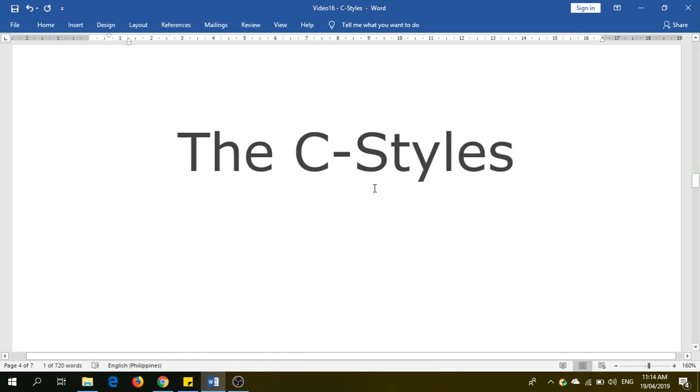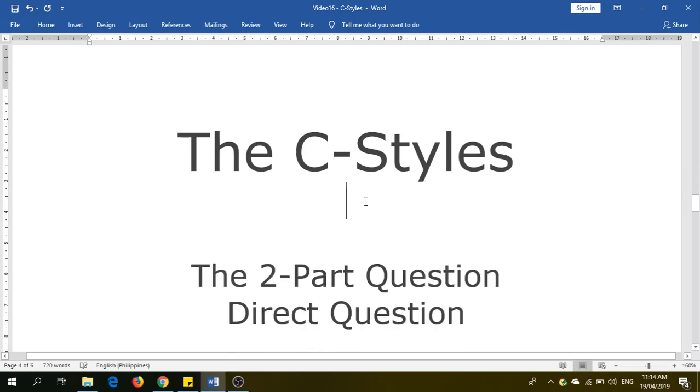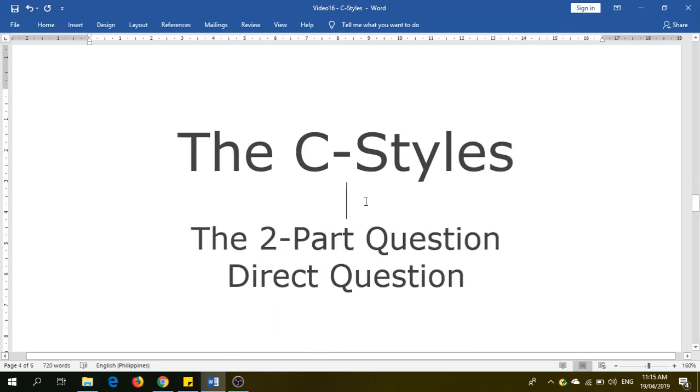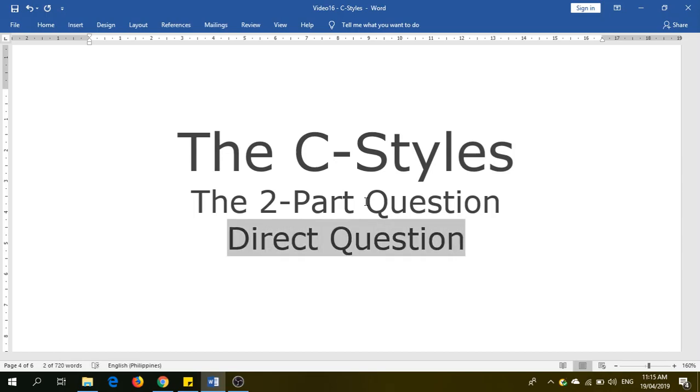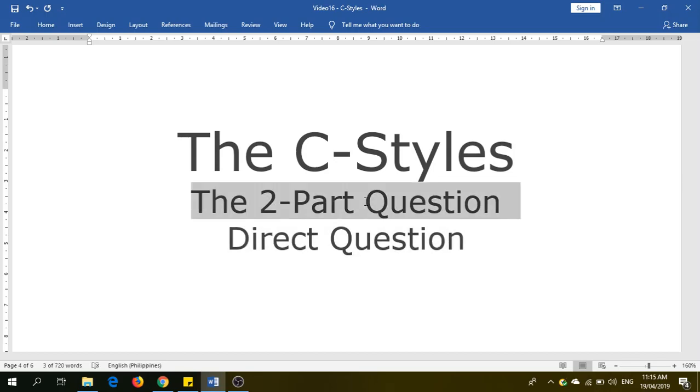So we know that the question prompt is a C style because there are two explicit questions that are contained in the said question prompt. That's why this is commonly labeled as the two-part question essay, and some materials do label this as the direct question essay. So between the two terminologies, I really would prefer the two-part question.